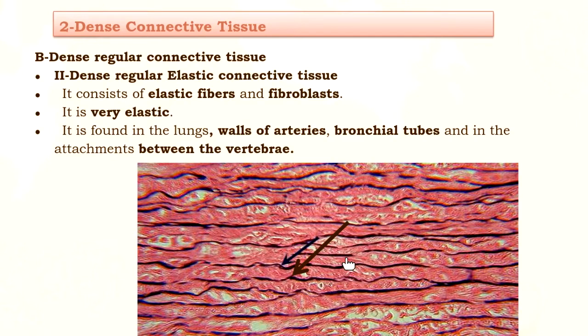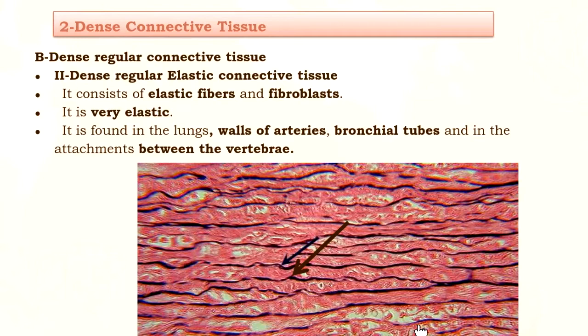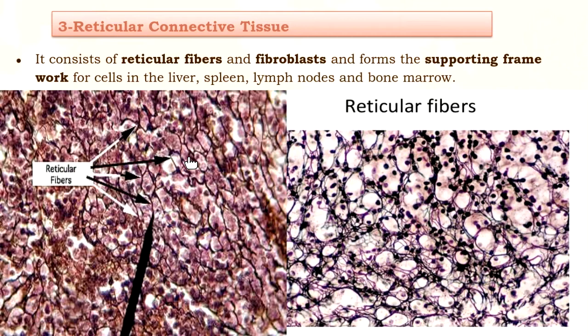The last, or the third type of fiber, is reticular connective tissue. It consists of reticular fibers and fibroblasts and forms the supporting framework for the cells in the liver, spleen, lymph nodes, and bone marrow. Here the black appearing you can see is the reticular fiber, which is present in the form of a framework or a network. That is why it provides the support. So three types: regular collagen connective tissue, regular elastic connective tissue, regular reticular connective tissue, depending on the type of fiber present in large amount in that particular type of tissue.